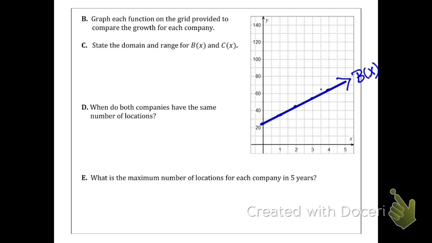All right, then we can do the same thing for Central Computing. So we know at 0 was 25. 1 is 35. 2 was 49. 3 was 68.6. And 4 was 96.04.